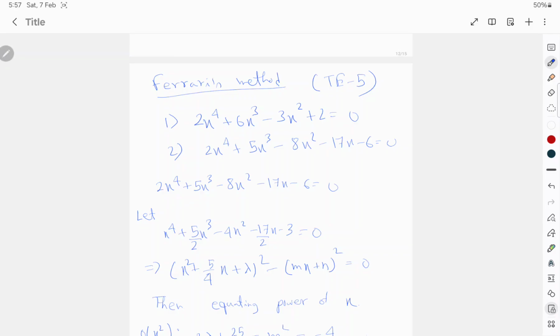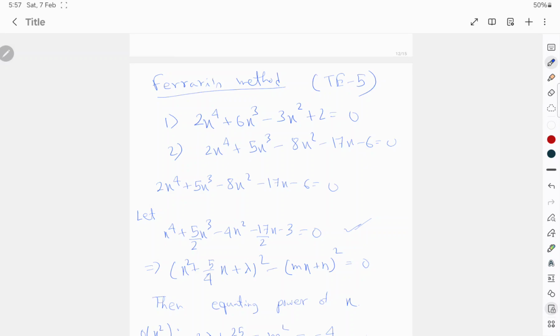There are two options, so again I am considering the difficult one. You see there are so many terms, right? 2x to the 4 plus 5x cube minus 8x square minus 17x minus 6. First I am dividing the whole equation by 2, because it is better to start with the coefficient 1.